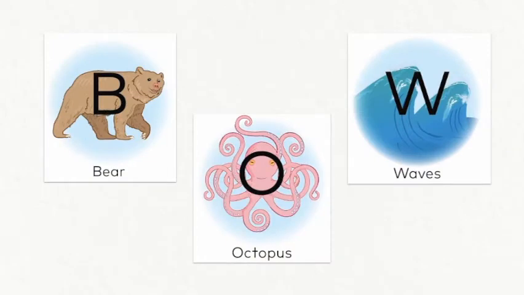We are going to use the keyword bear to help us remember the sound for the letter B. And we're going to use the keyword octopus to help us remember the sound for the letter O. And we're also going to use the keyword waves for the letter W to help us remember the sound for the letter W. Let's try our letter sound chant to use these key words. Remember, they are the keys to unlocking the sounds we hear. I want you to repeat them after me in our letter sound chant. Ready?